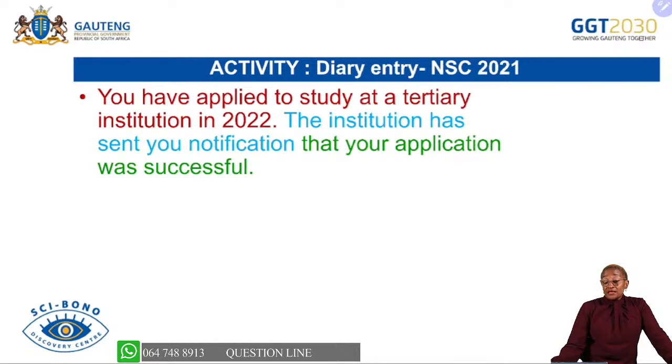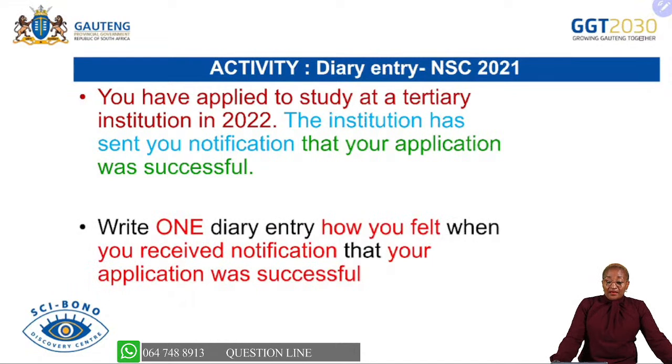This was taken from an NSC paper for the year 2021. Let's read the brief there. The brief says, you have applied to study at a tertiary institution in 2022. The institution has sent you notification that your application was successful. That is our brief. And let's have a look at the question. The question says, write 1 diary entry on how you felt when you received notification that your application was successful.